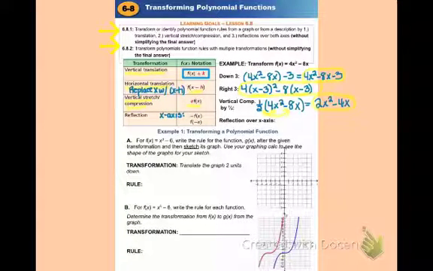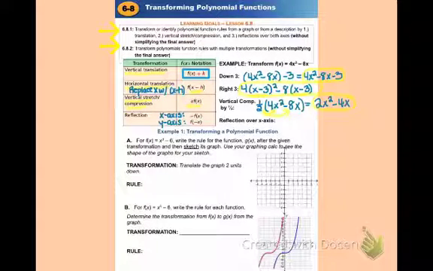Now that second one listed, which says replace x with the opposite of x, is actually a reflection over the y-axis. So if I wanted to reflect some kind of function over the y-axis, I would simply go in and wherever I see x, I would replace that x with a negative x, or the opposite of x. So let's take a look at each one of these with this function that we're working with.